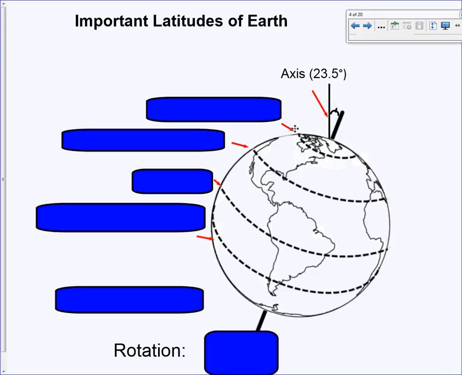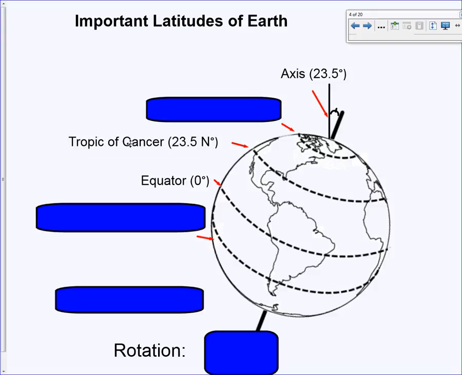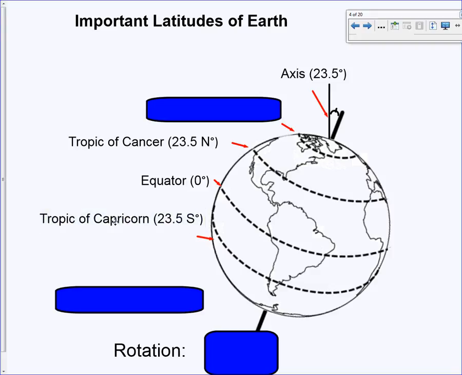So starting at the top here, let's start in the middle. Our first latitude that's important is this one right here. That's our equator, and that is said to be at 0 degrees. Going north and south, you have these tropical lines. The one at the top is called Tropic of Cancer, and the one on the bottom is Tropic of Capricorn. What I want you to notice is that these two occur at 23.5 degrees.